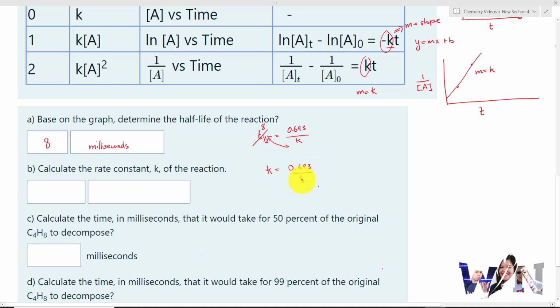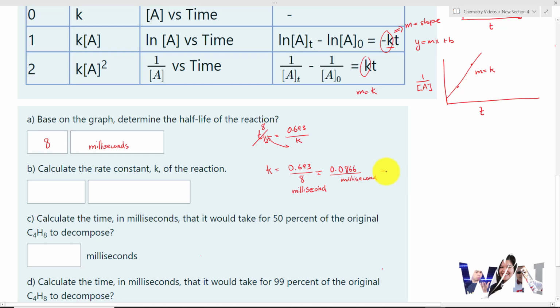0.693 divided by 8. What do we get when we plug this into a calculator? Go ahead, plug that in. That turned out to be 0.0866. There you go. And what is the unit going to be? Remember, this is a number, and this is milliseconds. Sometimes they will take points off for getting the wrong unit. So we have per millisecond.